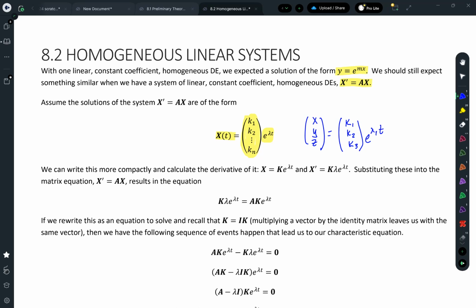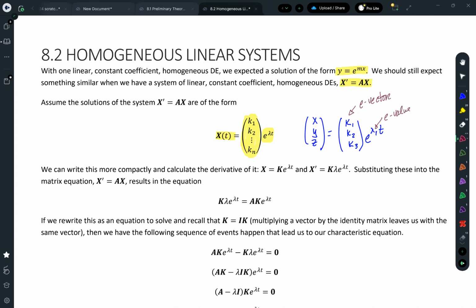The lambda 1 is serving the place of the m from before, where the m was the root of the auxiliary equation. Now the lambda is the root of the characteristic equation. And the k1, k2, k3 is the eigenvector that is associated with the lambda 1. So we can even label these. This k vector is going to be the eigenvector, I'll call it e vector. And the lambda 1 is the eigenvalue, and I'll label that e value.